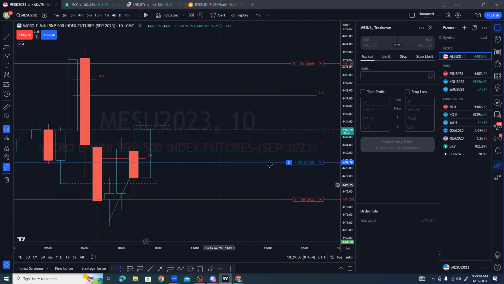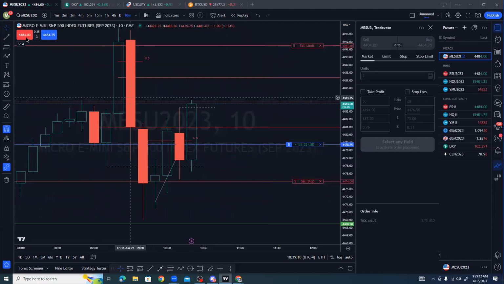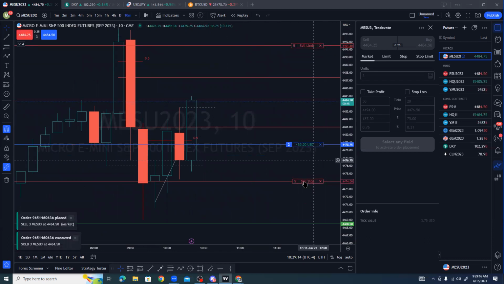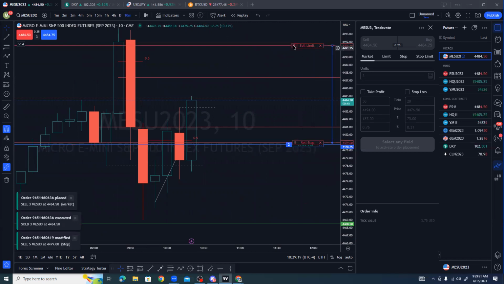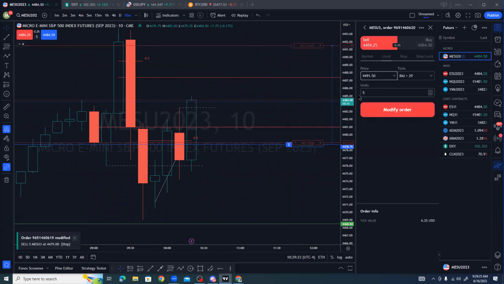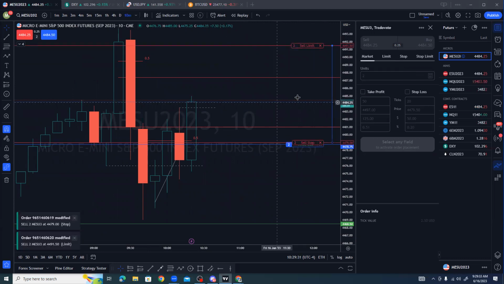There we go. There we go. Let's go ahead and take 3 off. And I'm going to move my stop just above break even. And then I've got to modify this. You see, it's still 5. I've only got 2 contracts in there. So I need to go ahead and modify this down to 2. Pop, modify. And it does it both.